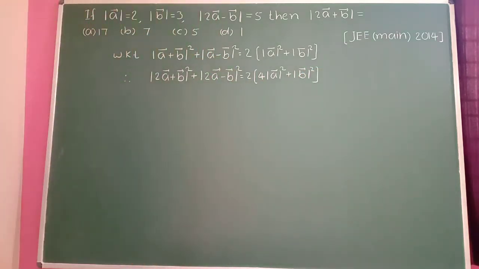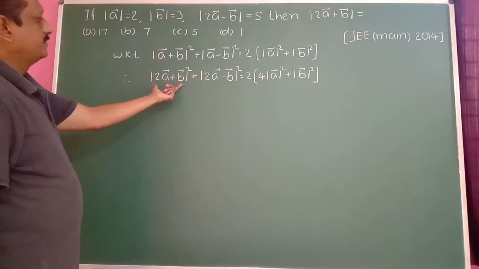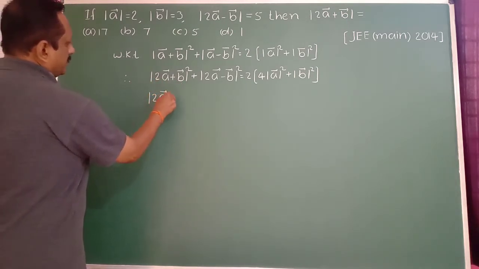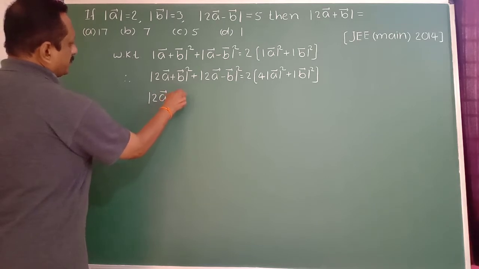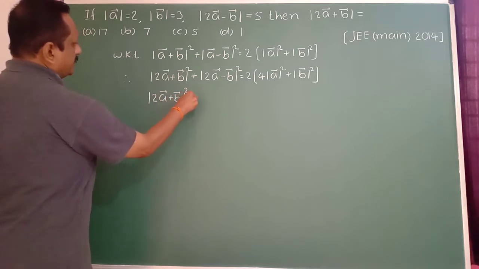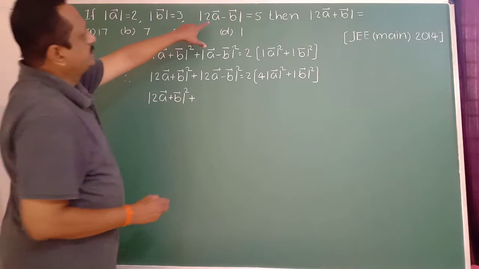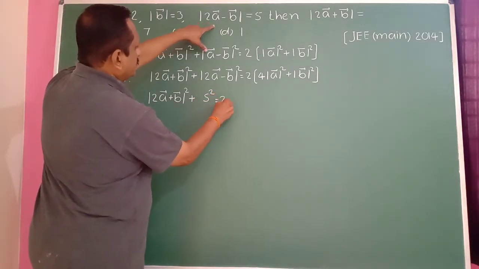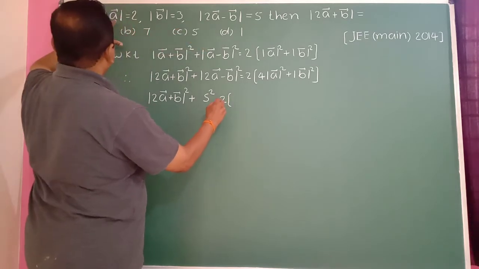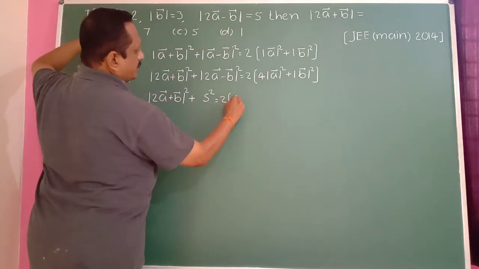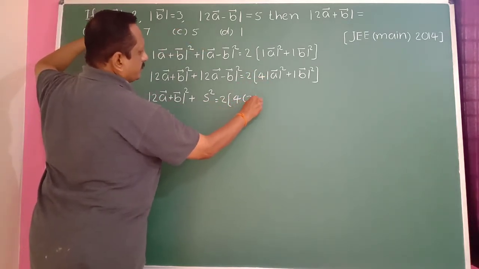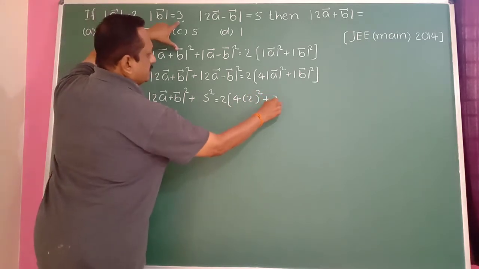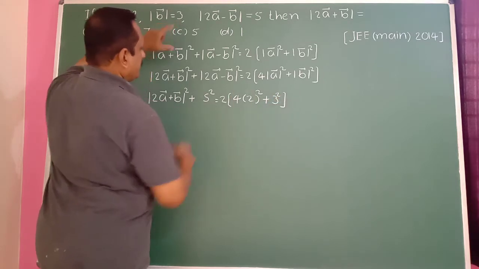Okay. Then here we have to put this value. So write this one as it is: modulus of 2a bar plus b bar whole square plus, here this value is 5, so 5 square is equal to 2 into, here this value is 2, so 4 into 2 square, then plus this value is 3, so it is 3 square here.